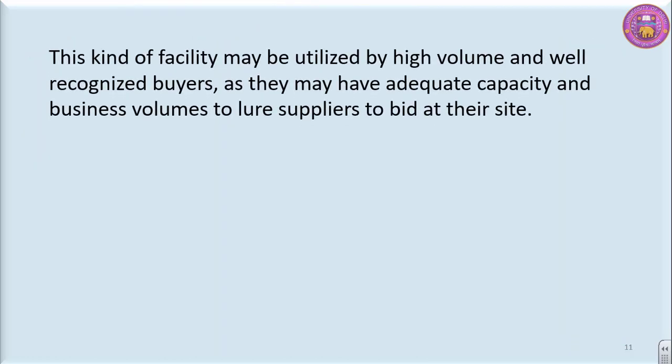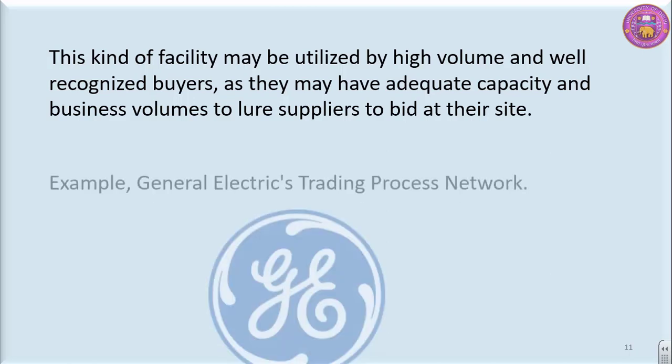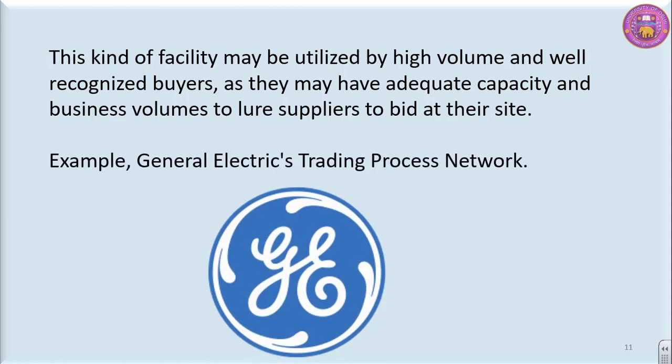This kind of facility may be utilized by high volume and well-recognized buyers, as they may have adequate capacity and business volume to lure suppliers to bid at their site. Example: General Electric's trading process network. General Electric is a very big buyer of a number of components, and a number of suppliers can bid at the site of General Electric.